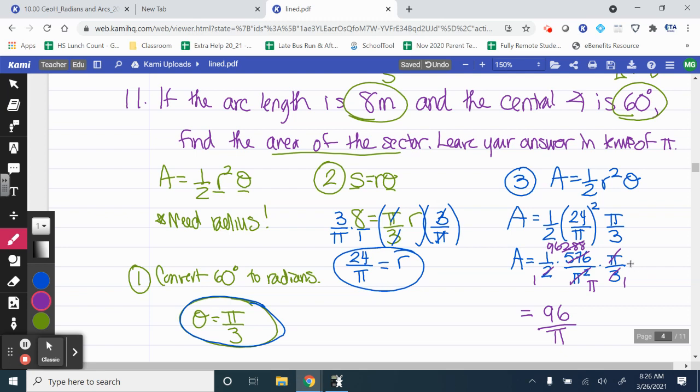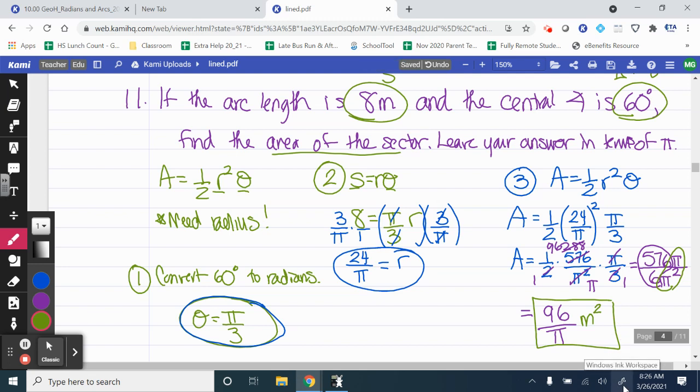Or this one may have been easier for you to see if we multiplied straight across. So 576 pi over 6 pi squared, and then reduced your 576 over 6 to get 96, and then simplified your pi over pi squared. That's like saying x over x squared to get just a pi in the denominator. So that'd be 96 over pi, and that was meters. This is area, so it should be meters squared.